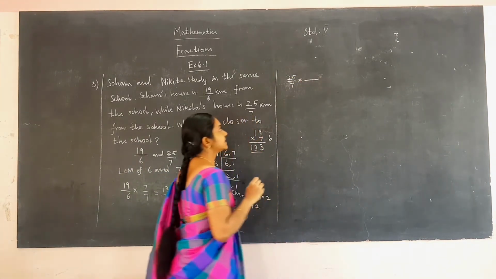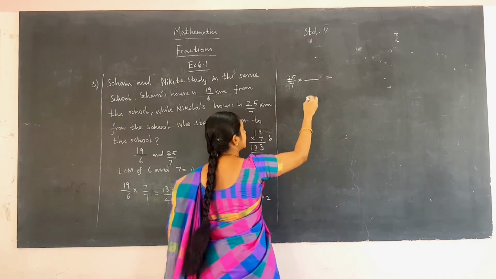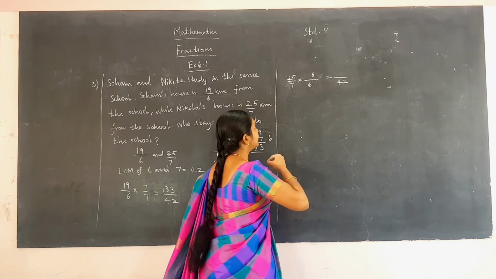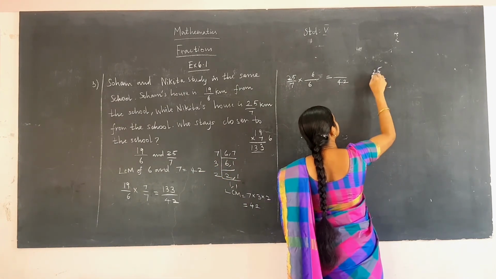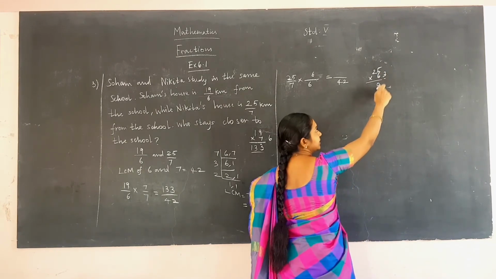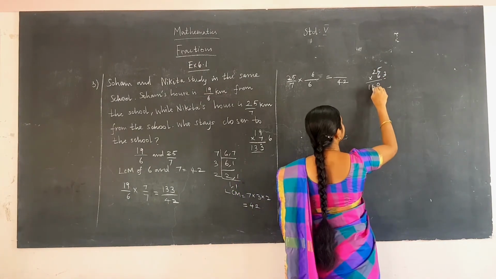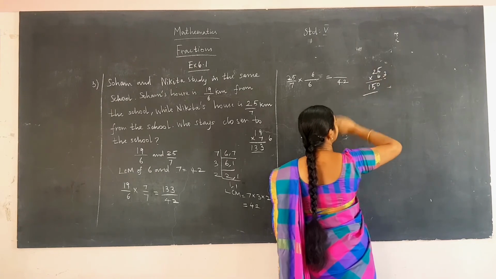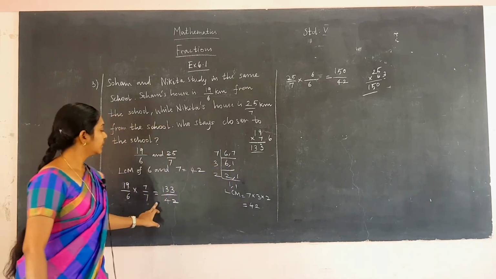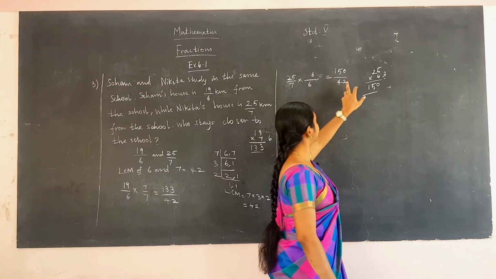Now we are going to convert 25 by 7. We have to multiply a certain number to 7 to get the denominator 42. That number will be 6. 6 sevens are 42. Now multiply 25 and 6. 5 sixes are 30. Write 0 here and 3 is remaining. 6 into 2 is 12. 12 plus 3 is 15. 150. Now we have got 133 by 42 and 150 by 42.